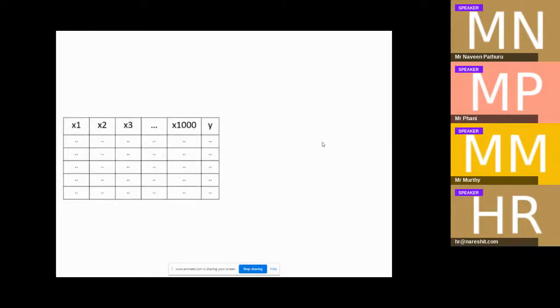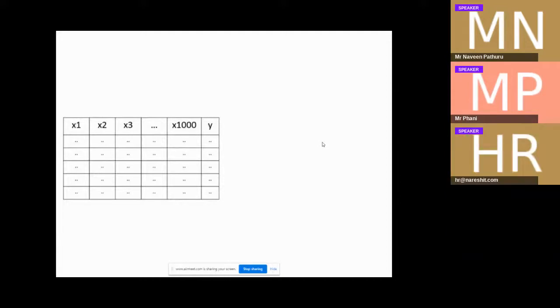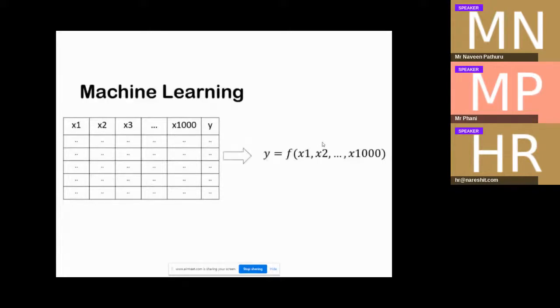Then take a look at this one. What is the problem here? If we have 100 variables or maybe 1000 variables or columns, where a column is called a variable, and then we have a Y, what happens, guys? Well, it becomes almost impossible for a human brain to solve it. At a mathematical level, we can say Y equals a function of X1 to X1000.